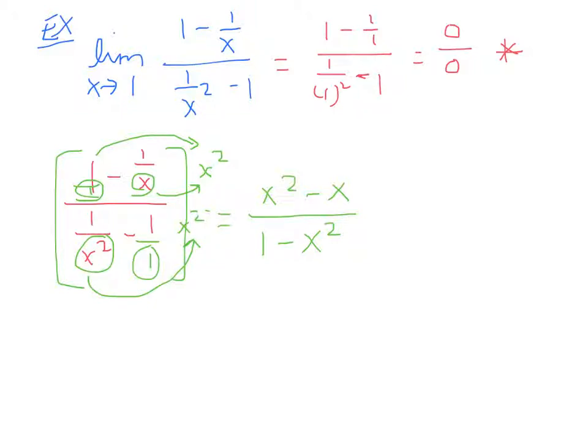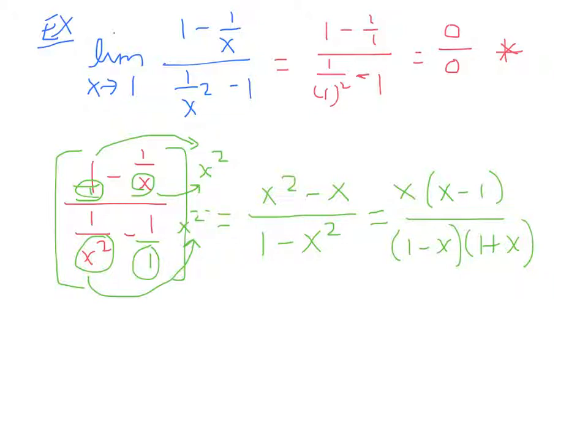So I'm going to now factor each of these. I can pull an x out in the numerator, and that leaves me with x minus 1. I can factor this into 1 minus x and 1 plus x. Please be careful when you have a perfect square binomial. If it starts with the number, you have to start with the number.